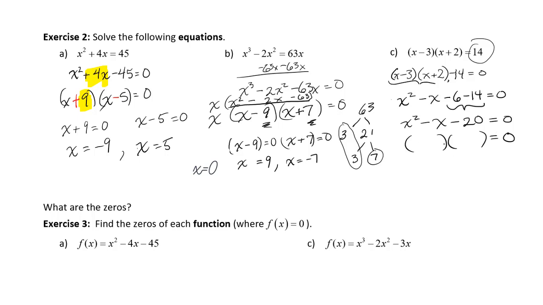I'll have an x and an x, and two numbers that will give me negative 20 would be 4 and 5, one positive, one negative. I need the bigger factor to be negative so that the middle term is negative x. That means that negative has to be with the 5 and positive has to be with the 4. So my two solutions are x equals 5 and x equals negative 4.